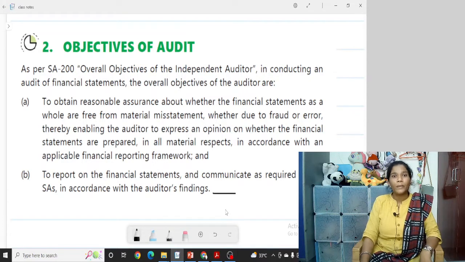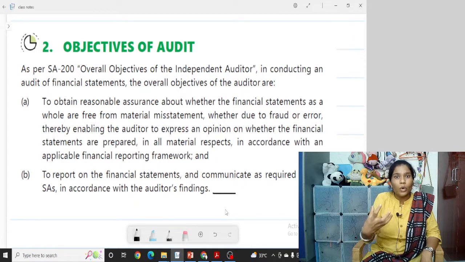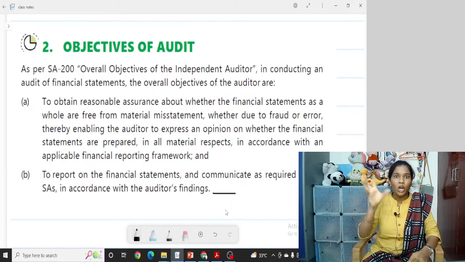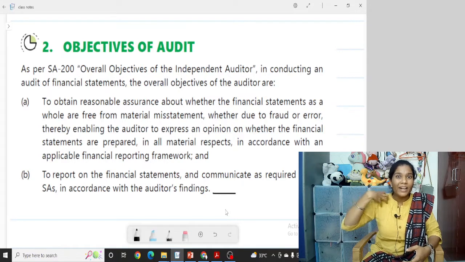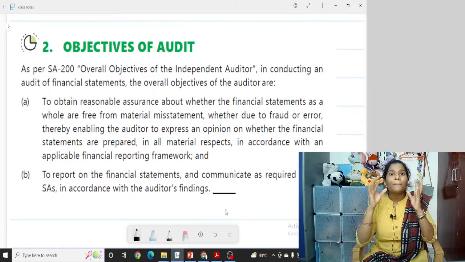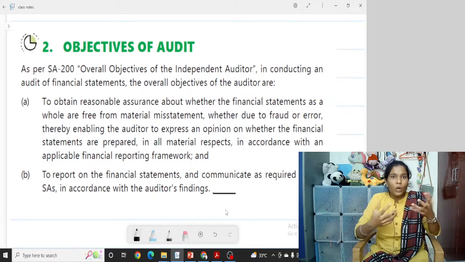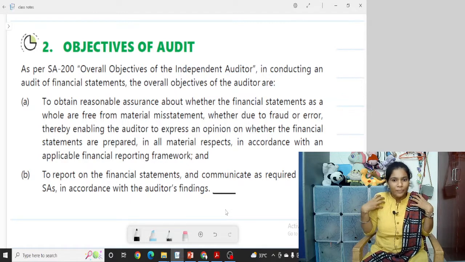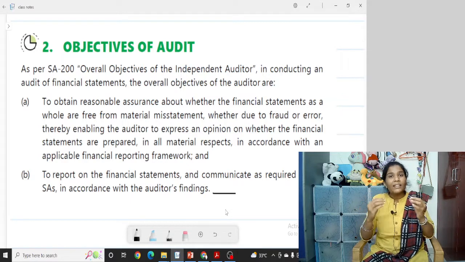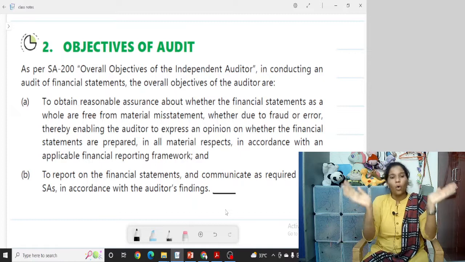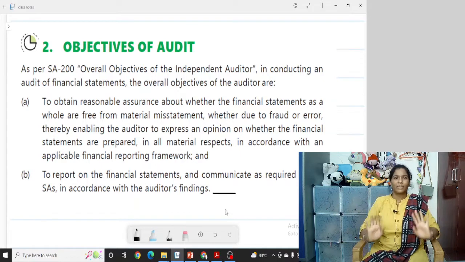Part number 1: what is the overall objective of the independent auditor? The overall objective of an independent auditor is to obtain reasonable assurance. I should be convinced, that is what this means. To obtain reasonable assurance whether the financial statements as a whole are free from material misstatement.